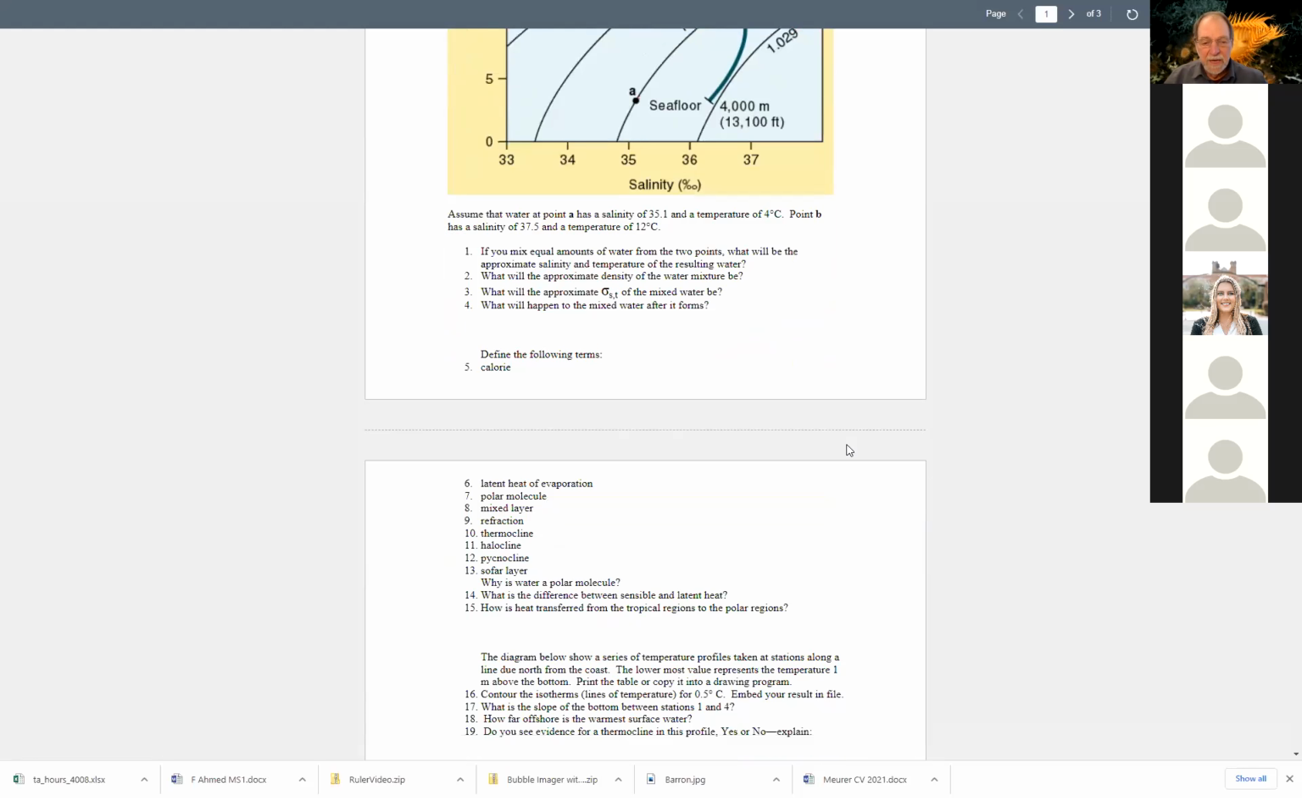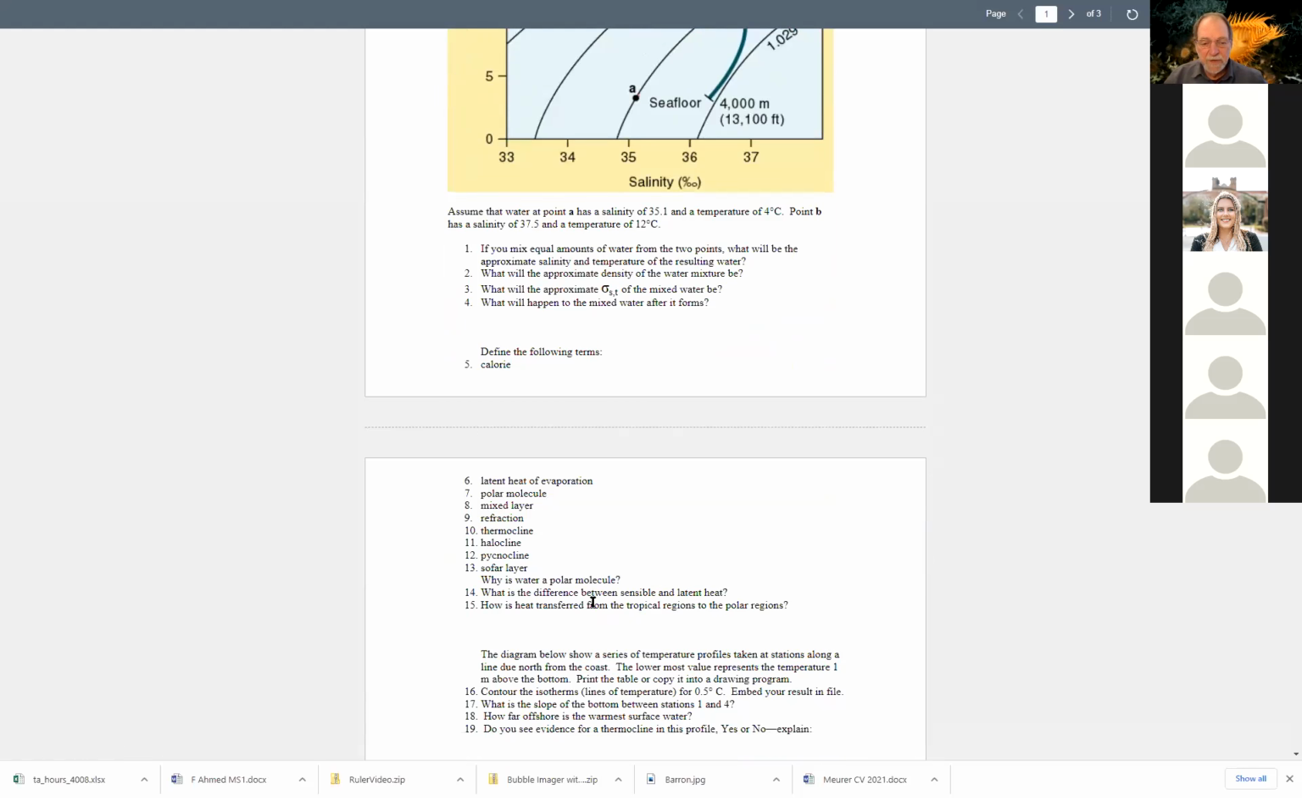All right. And then you were supposed to go through and define these following terms. When I'm asking you to define terms, what I'm really encouraging you to do is to go into the index of the book or read through the chapter and find the different terms. These are all defined and discussed in the text. So I was asking you to find those definitions, to read them, to reproduce them in your own words as a team, so that you had a firm grasp of what a calorie was, for example, or the latent heat of evaporation, a polar molecule, and so forth.